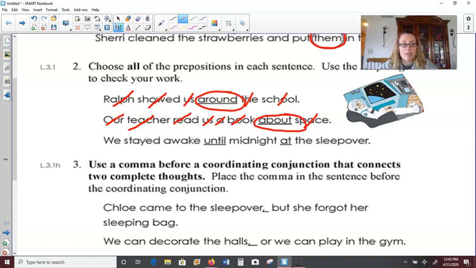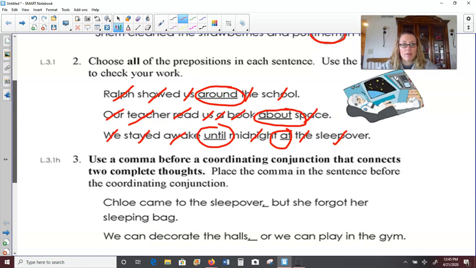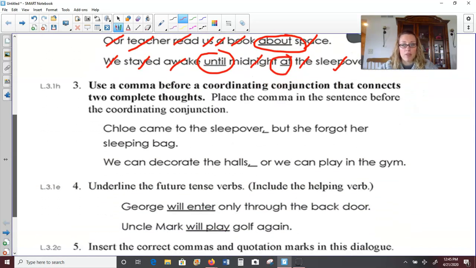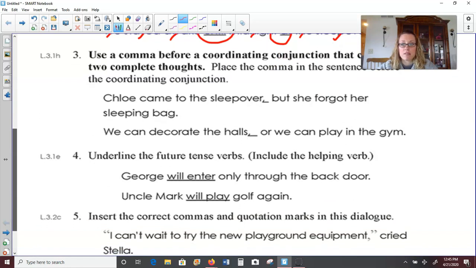We stayed awake until midnight at the sleepover. We is a pronoun. Stayed and awake, these kind of go together for our verbs. Midnight is a time, so that's a noun. The is an article. Sleepover is a thing. So we're left with the 2 prepositions, until and at. Okay, and you could use the help pages in the back of your book if you're having a hard time finding prepositions, because there is a chart in the back of your book that lists out all of the prepositions.